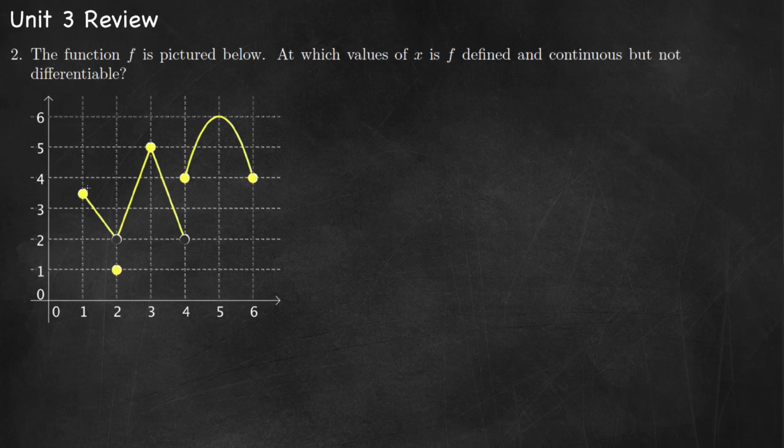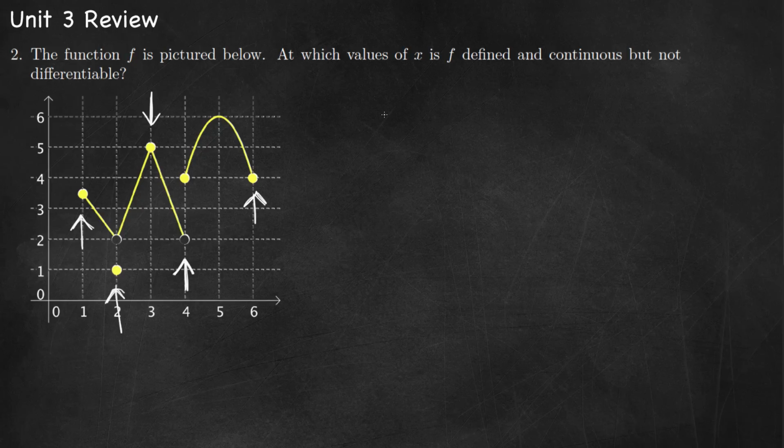Okay, so potential places that we're looking for. Let's just point out all of our points where it's not differentiable. So that would be at this endpoint here, at this removable discontinuity here, at this corner point here, at this jump discontinuity here, or at this end point here.